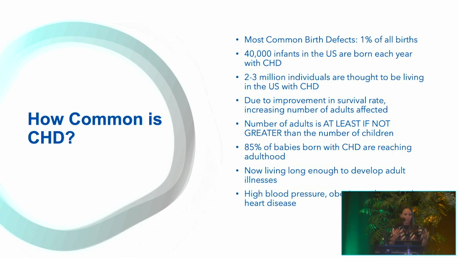When I went to residency not that long ago, I really didn't see very many of these adult patients, and I would say that is a vast difference to what our residents and fellows are seeing now. 85% of babies with congenital heart disease are now reaching adulthood, and they're now living long enough to develop the adult illnesses. So I think a huge area of potential unmined research is what these adult diseases do to these kids, how they will be affected by it, and how we should manage them.